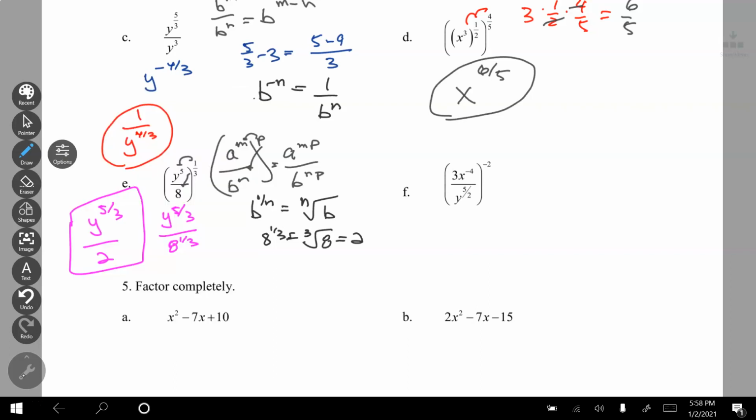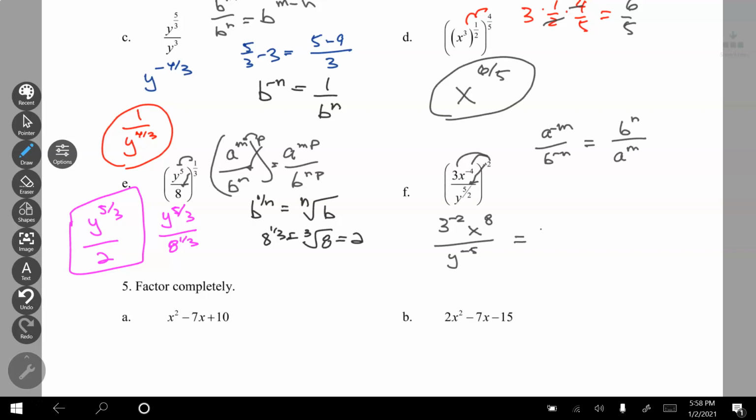And this last one I'm going to distribute. I get to do it here, here, and here. I get 3 to the negative 2, x to the 8, y to the negative 5. And if I recall, if I have something to the negative n, they switch sides of the fraction bar. So b to the negative n goes on top, a to the negative n goes on the bottom.